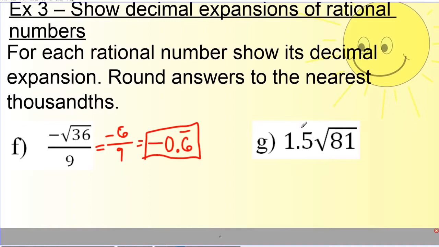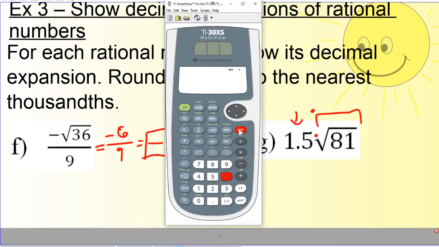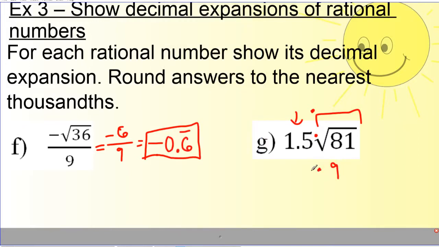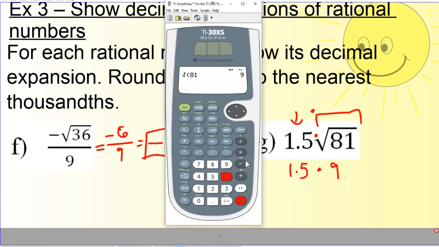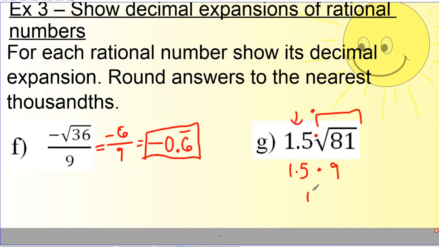Letter G. All right. Ugly. 1.5 times this junk. Okay, so I'm going to do the square root of 81 times 1.5. The square root of 81, that's 9. So this piece is 9. We're going to take that times 1.5. I'm just going to multiply 9 times 1.5, which equals 13.5.